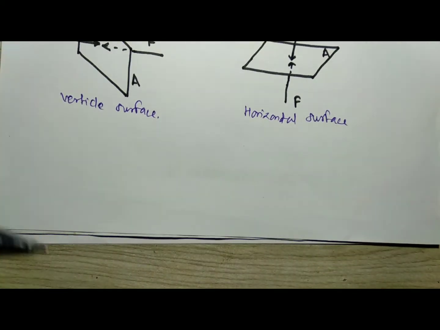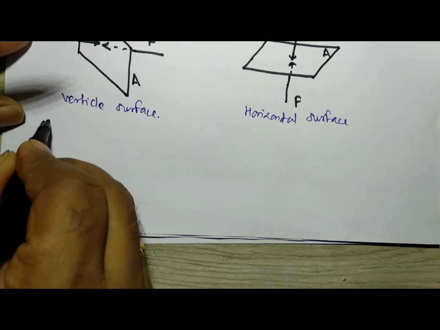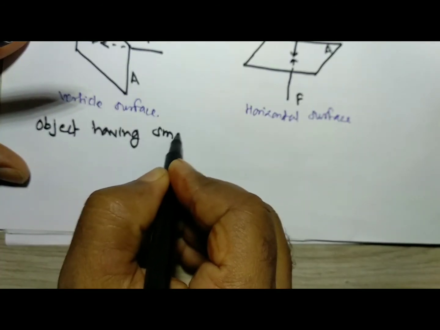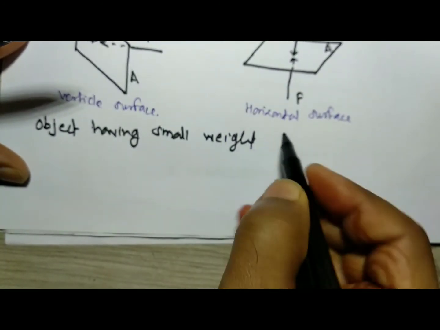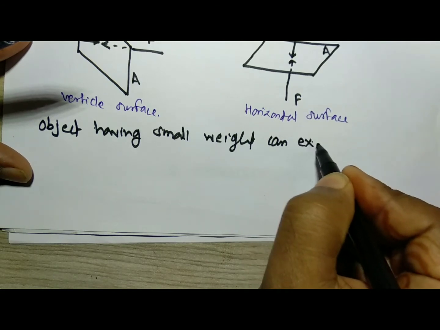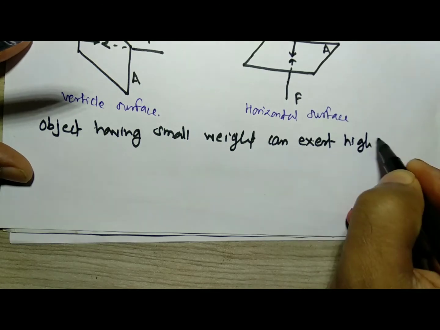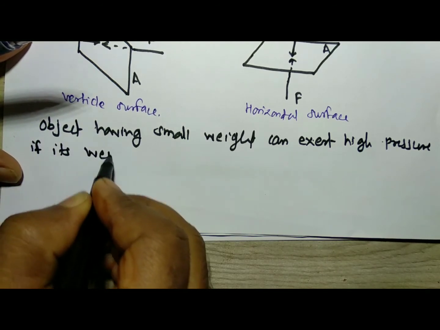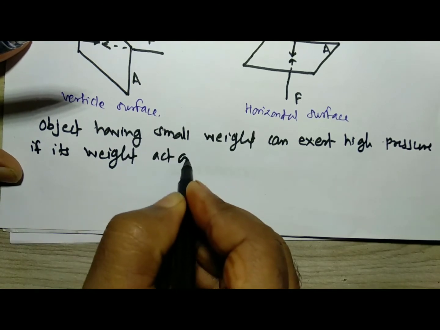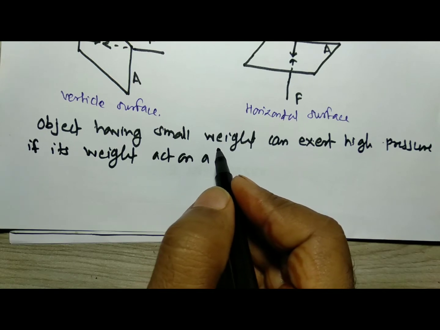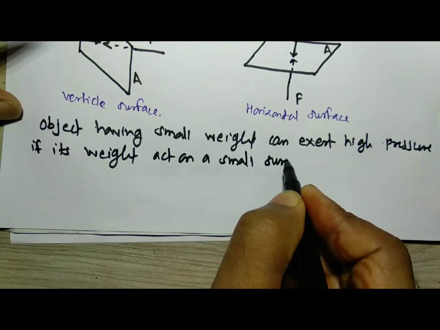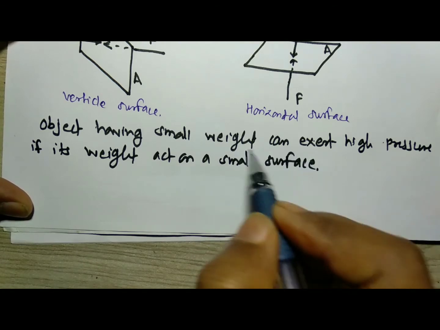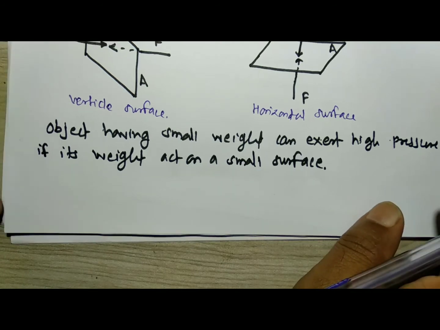Now comes the most important consideration. An object having small weight can exert high pressure if its weight acts on a small surface.